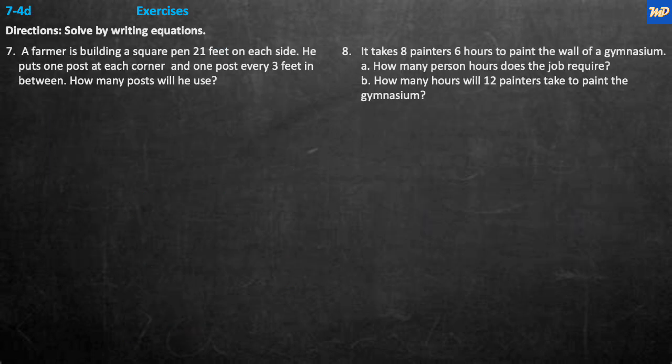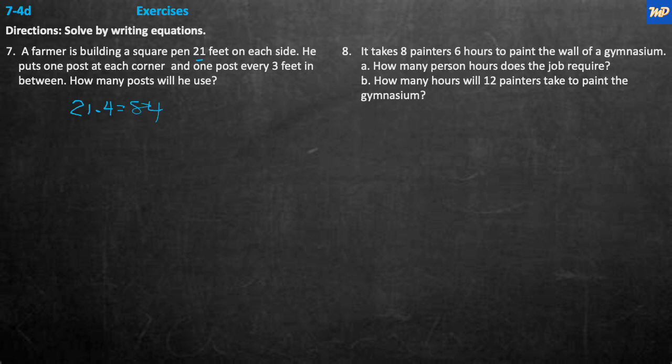Okay, looking at our next problem, problem number 7. A farmer is building a square pen 21 feet on each side. He puts one post at each corner and one post every 3 feet around the perimeter of this pen. How many posts will he use? Well, we know that he has 21 feet on one side. It's a square pen. And he wants to know every 3 feet how many posts it's going to take. Well, we know what is the length of the perimeter. Might help to know that eventually, but what we're going to end up doing is 21 times 4 is equal to 84.